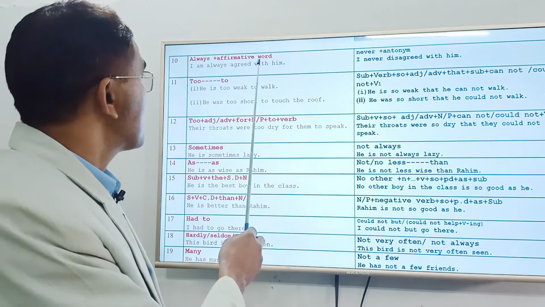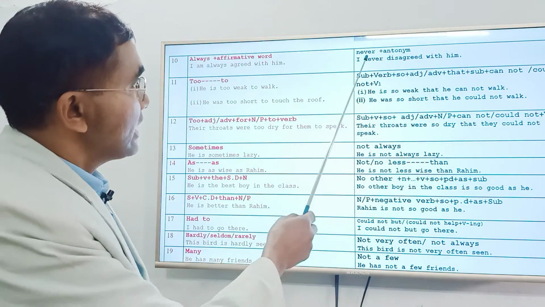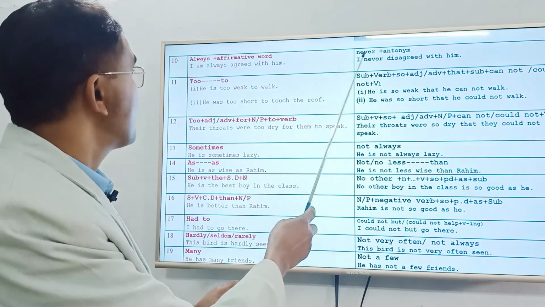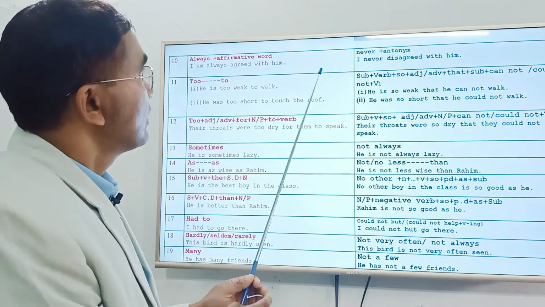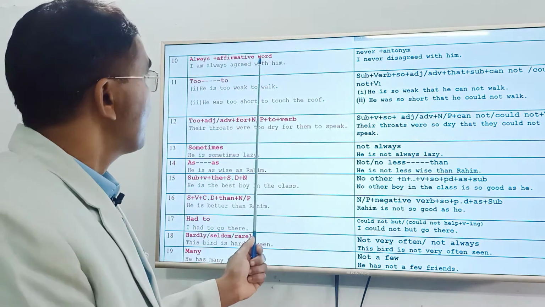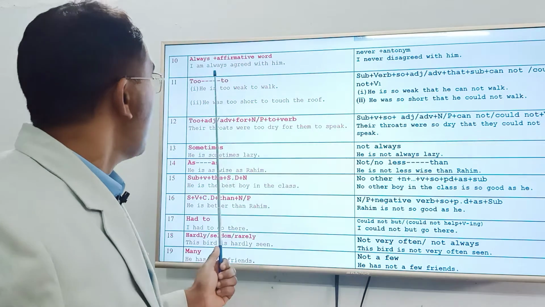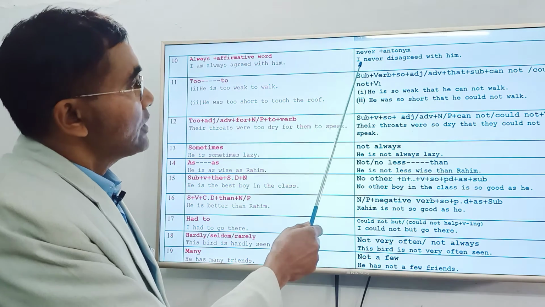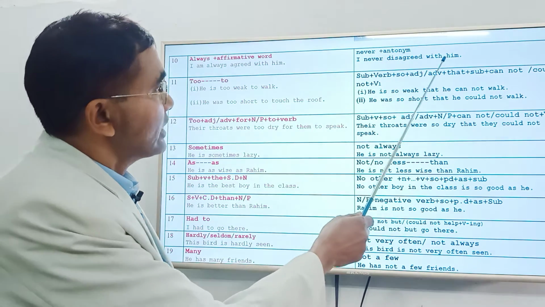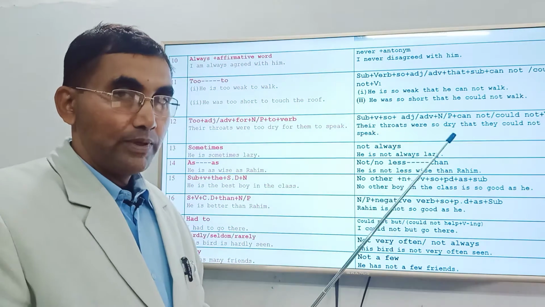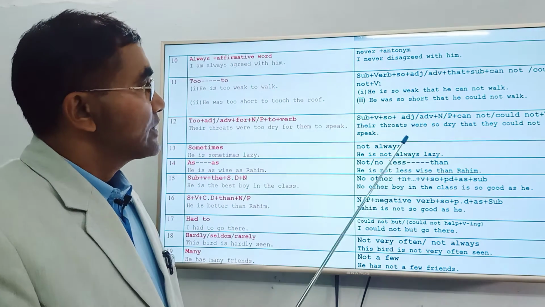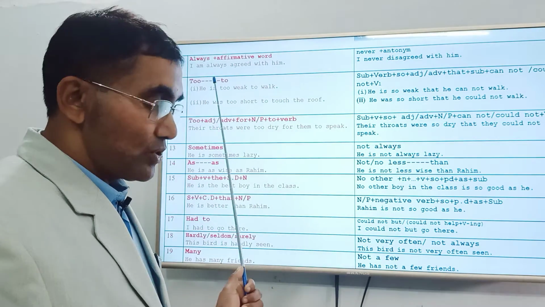Always plus an affirmative word. The negative form will be never plus the antonym. So never is the opposite word of always, and the antonym of the affirmative word is to be used here. I am always agreed with him. The negative form is I never disagreed with him. So perhaps the rule is much easier. Let's go on to the next rule.